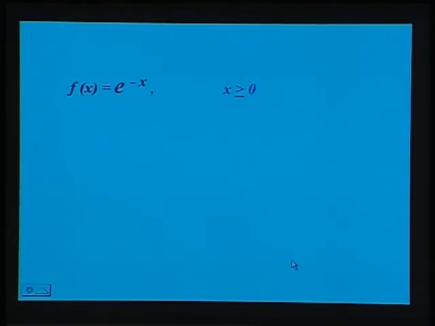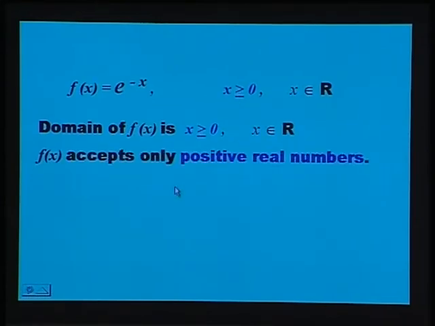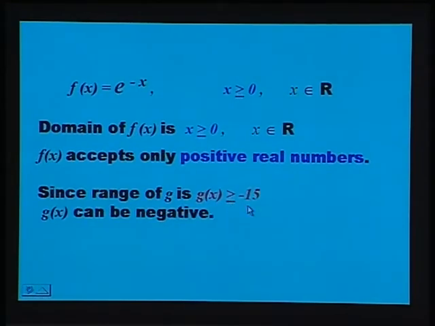Now, f(x) is equal to minus x, x greater or equal to 0. The domain of f(x) is x greater or equal to 0. That is, f(x) accepts only positive real numbers. But the range of g is g(x) greater or equal to minus 15. That is, g(x) can be negative.